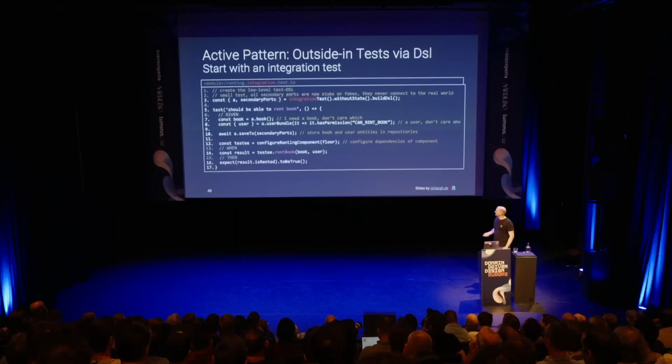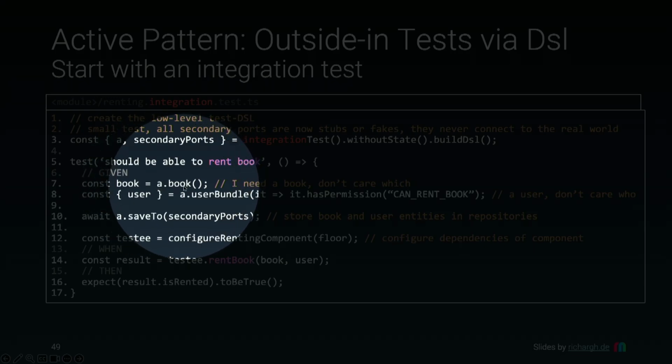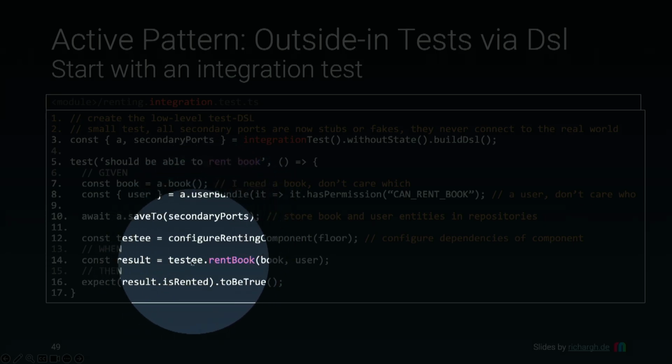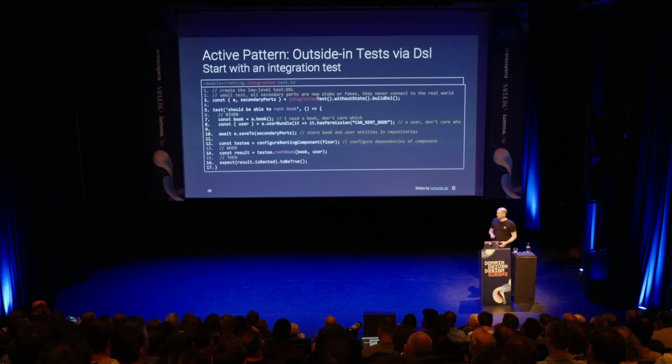If you go outside in and you put something special in between, the test DSL, you get this. You call this A. I want a book. I want a user. And please just save it into my database. And down here, this testy is the only thing that you actually call. All the setup, all the things you might want to change when you know something, you abstract away behind the DSL.